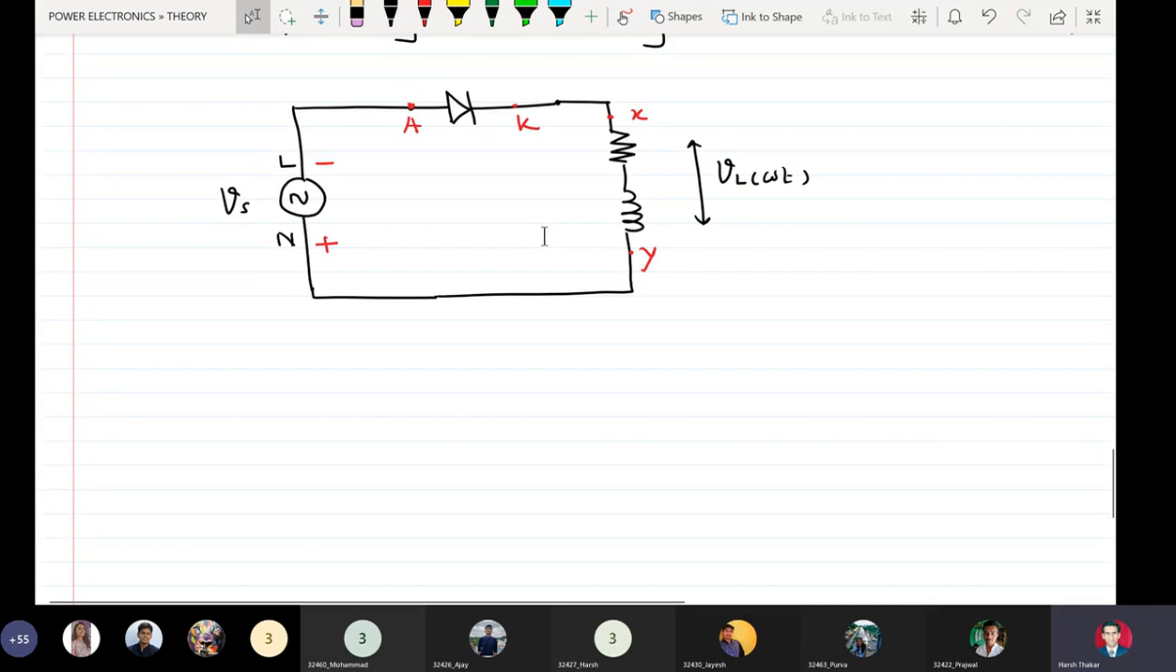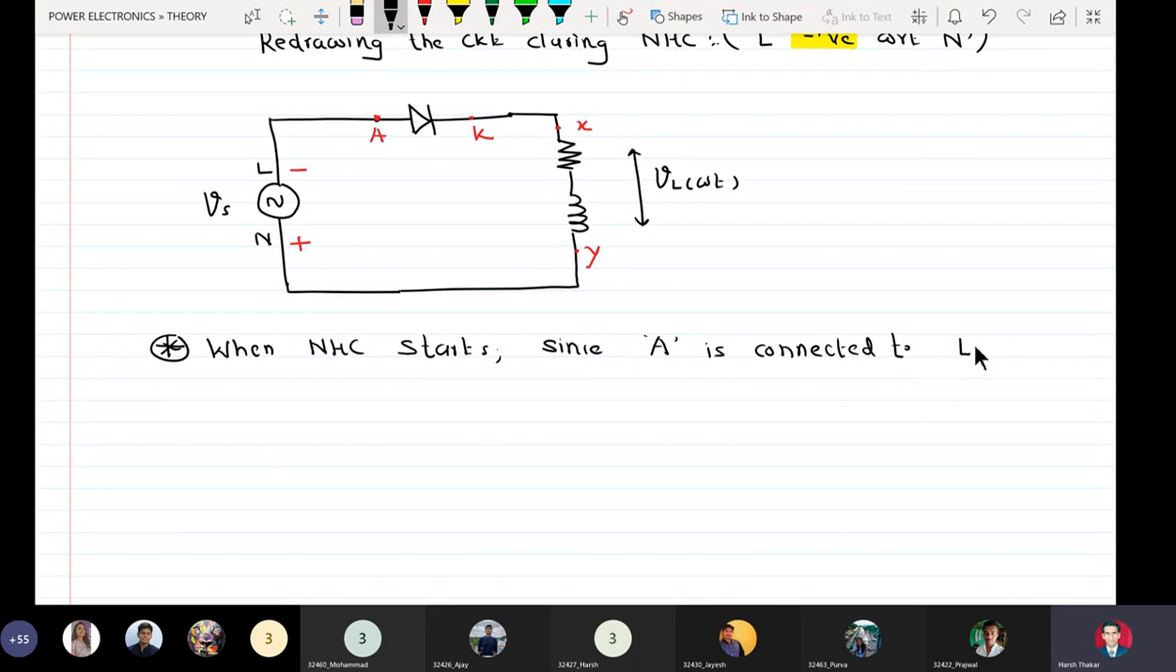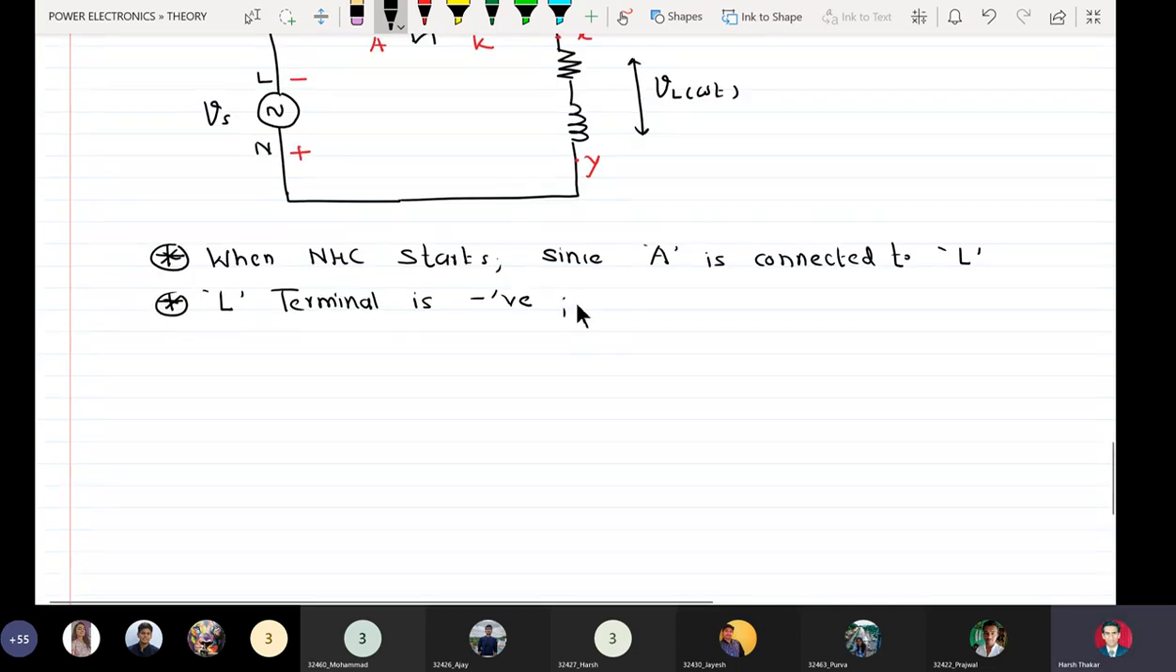Okay, so we can write a comment here that when the negative half cycle starts, since the anode is connected to the L terminal and the L terminal is negative, it seems that the diode is reverse biased. Seems, we do not know whether it is actually reverse biased.